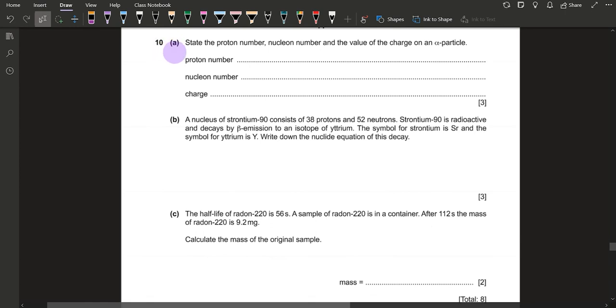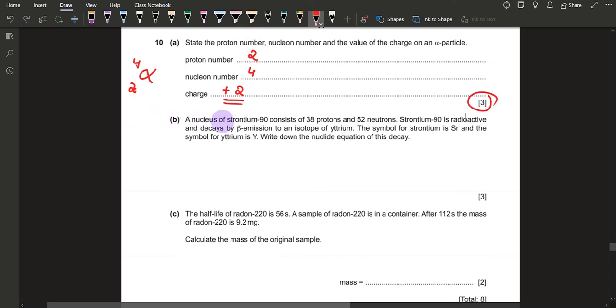Question number 10. Part A says state the proton number, nucleon number, and the value of charge on an alpha particle. So we know that an alpha particle has 4 nucleons and 2 protons and 2 neutrons. So what's going to happen here is it's going to be 2 protons and 4 nucleon number, and the charge on it is positive 2. It's going to be plus 2, and we get 3 marks for this.